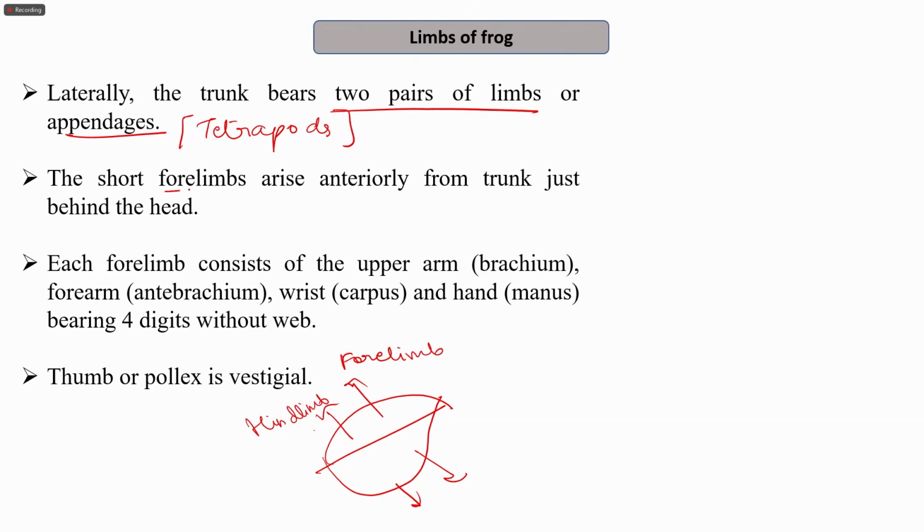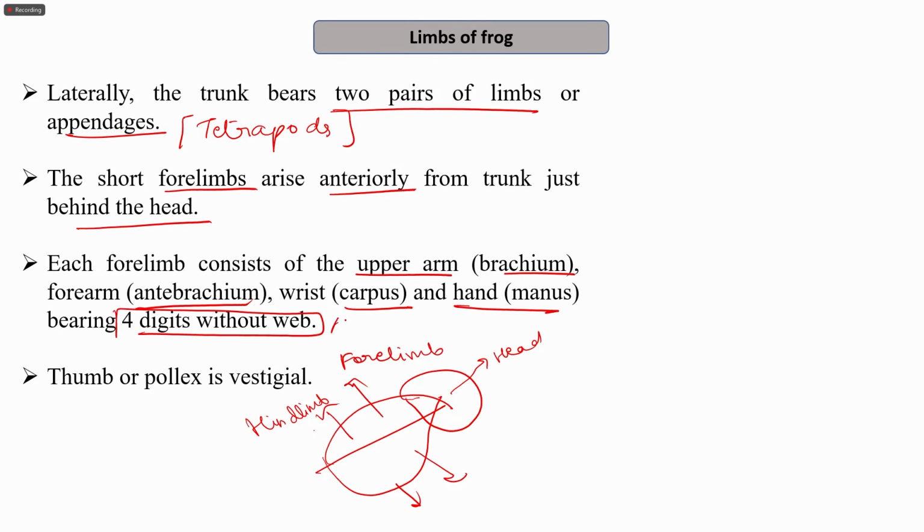The short forelimbs arise anteriorly from the trunk just behind the head. So it is just behind the head region. Each forelimb consists of the upper arm, known as brachium, forearm, known as antebrachium, wrist, which is the carpus, and hand, which is the manus, bearing 4 digits without web.